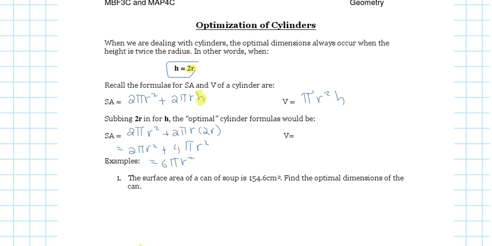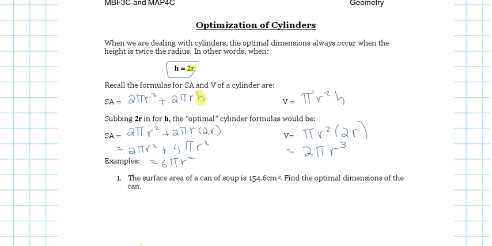So I have to do the same thing for my volume. I'm replacing h with 2r. So that's going to be pi r squared times 2r, which gives me what? 2 pi r cubed. Why cubed? Because r squared times another r, that's r cubed. Right? So that's the formula for the optimal volume.